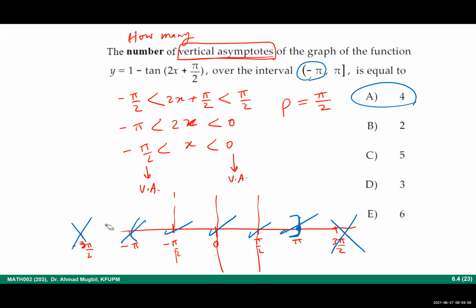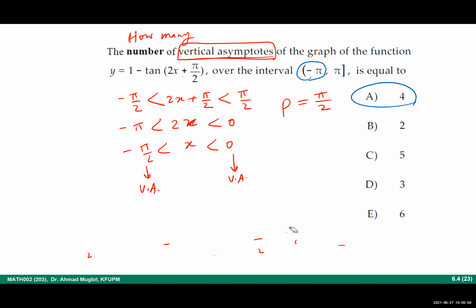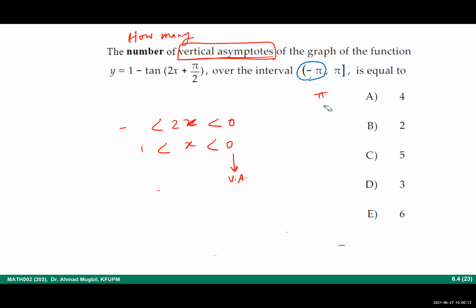So there is another way. This way, ya shabab, is the original way that we use when we want to sketch the graph. You can do this algebraically without even finding the period. You don't need to sketch the graph, but you need to solve it algebraically. How to do that?